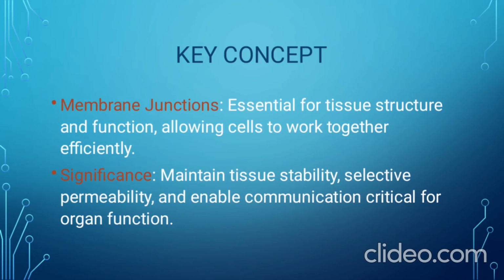The key concept we have dealt with today is membrane junction. We have seen their structure, their function, where you can find them, their location, and we have also seen the significance of membrane junction in maintaining tissue stability, selective permeability, and also enabling communication critical for organ function.